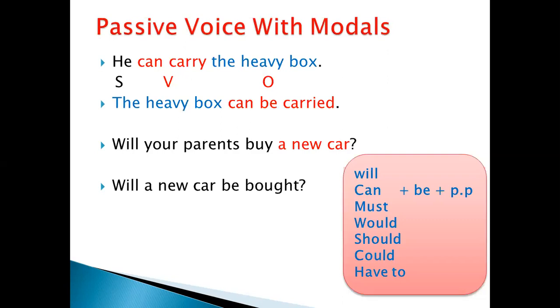In questions, don't worry about the question, it's easy. As I told you, will your parents buy a new car? What is the object? A new car. What tense is it? It's with the modal verb, so put the modal verb as it is. Don't change anything. So will a new car be bought? Okay, thank you. Let's complete. You are good today.